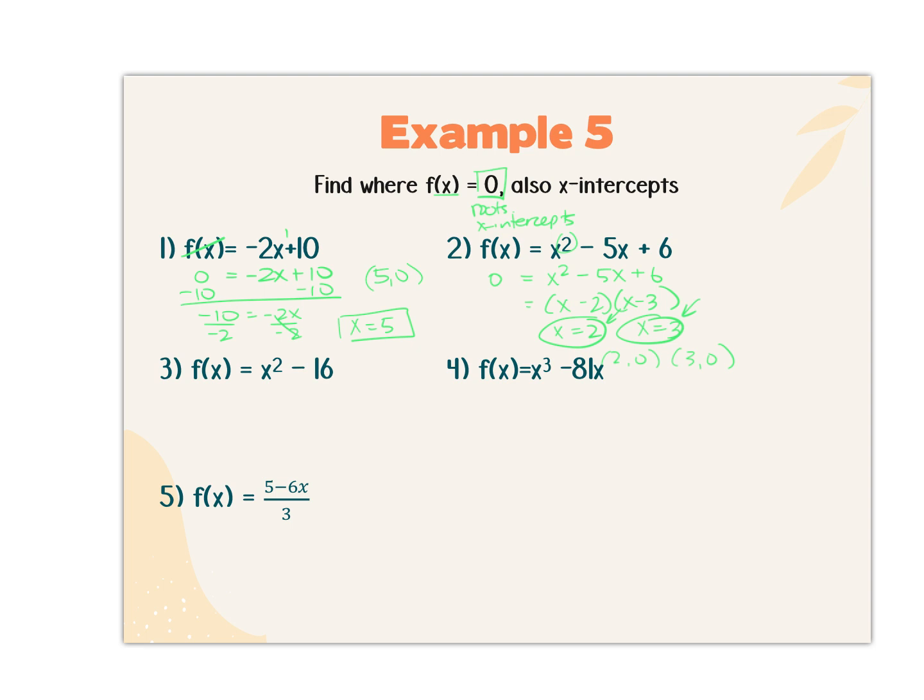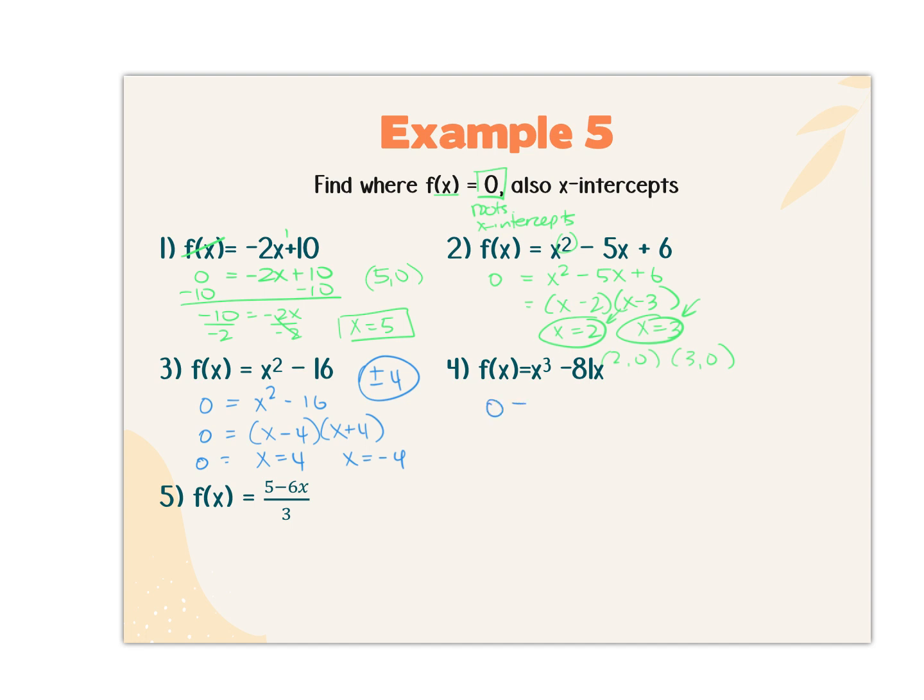Again, when we come to the number 3, 0 equals x squared minus 16. We know this is a difference of squares, so this is x minus 4, x plus 4. And so we know, again, x equals 4 and x equals -4. So plus or minus 4 is the answer here.